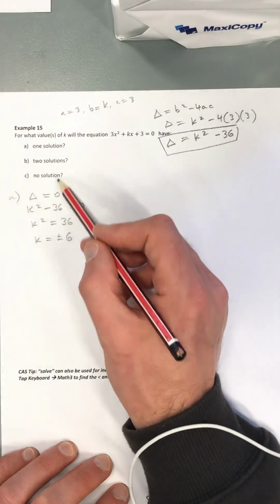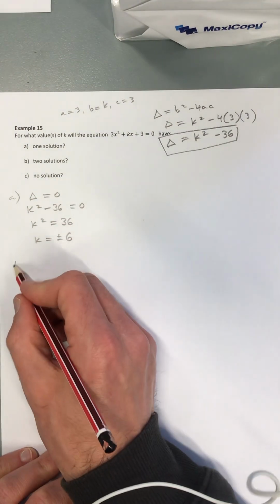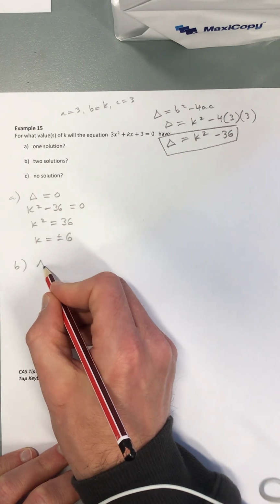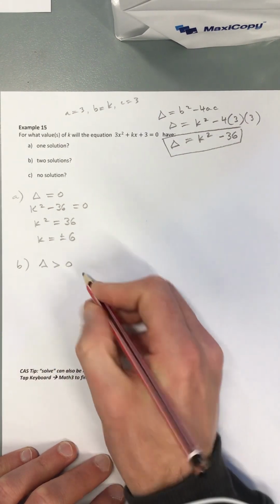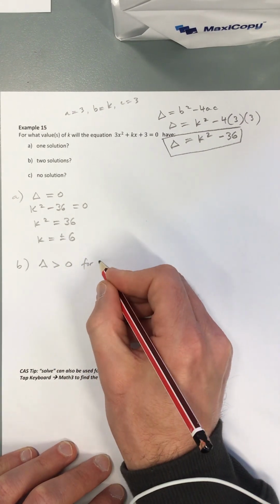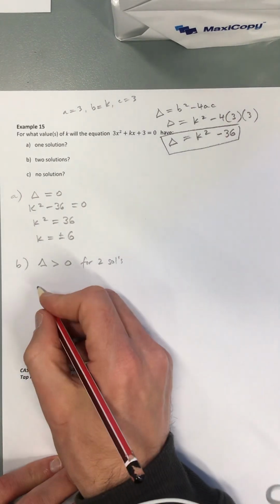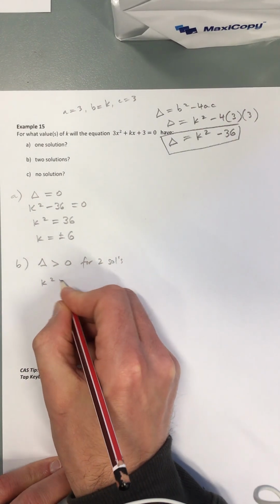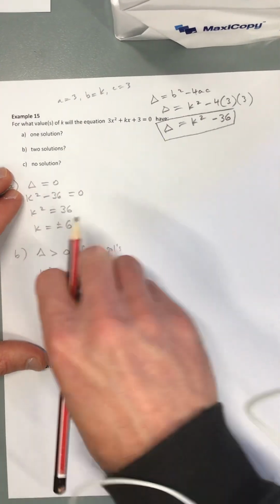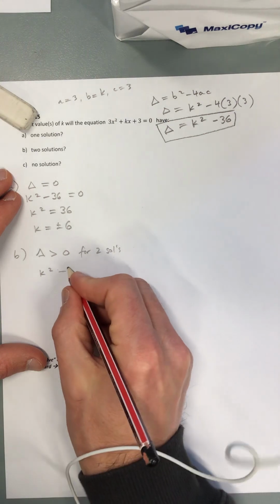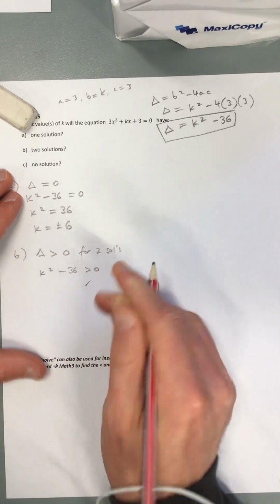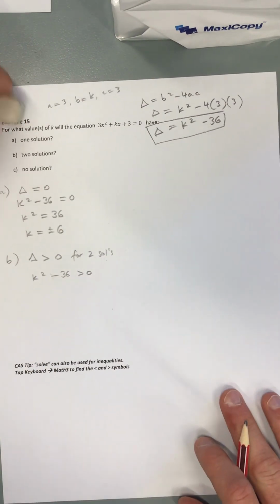If we want two solutions, we want the discriminant to be greater than 0. So discriminant greater than 0 for two solutions. That means k squared minus 36 needs to be greater than 0. And that's a little bit harder than it looks to solve.